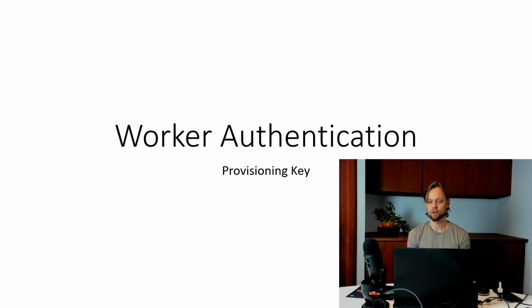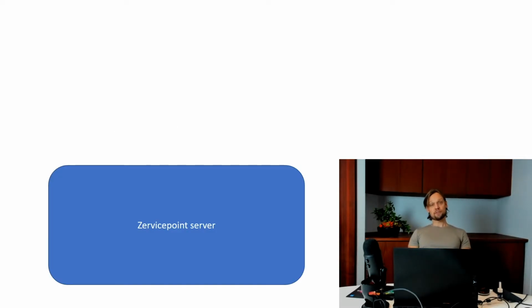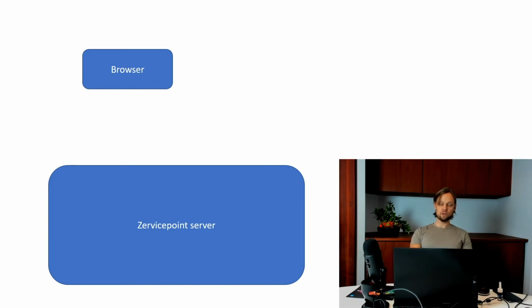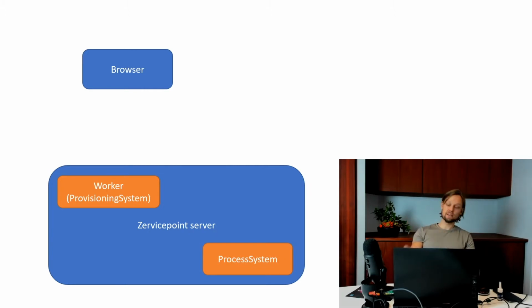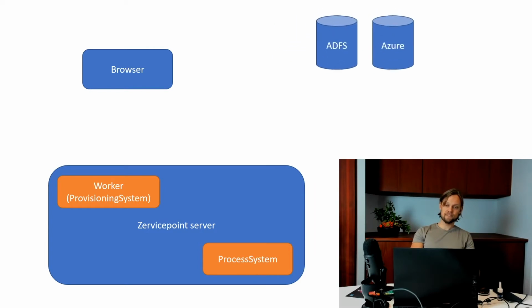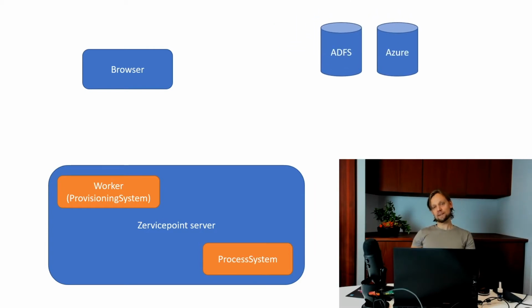So, worker authentication. Today we have a Zervicepoint server and you have your browser, which you use to visit Zervicepoint. On the Zervicepoint side we have a provisioning system, as we call it. It's basically a worker that carries out and runs all the scripts in your workflows. And we have a process system which basically supplies the jobs to the provisioning system. And then we have the ticket providers here that can authenticate you or tell Zervicepoint that you are actually you.